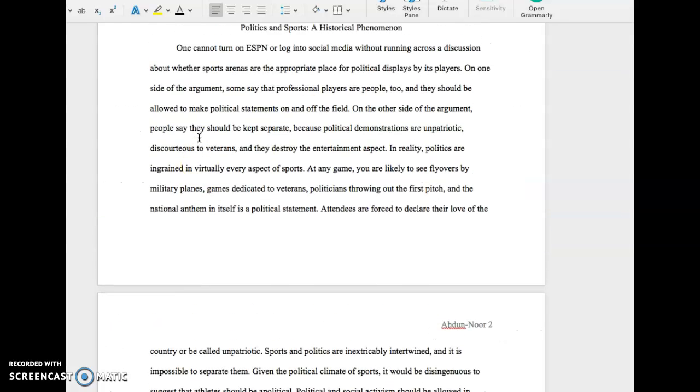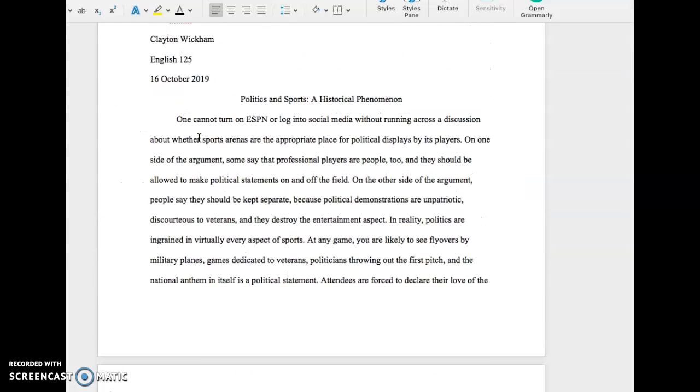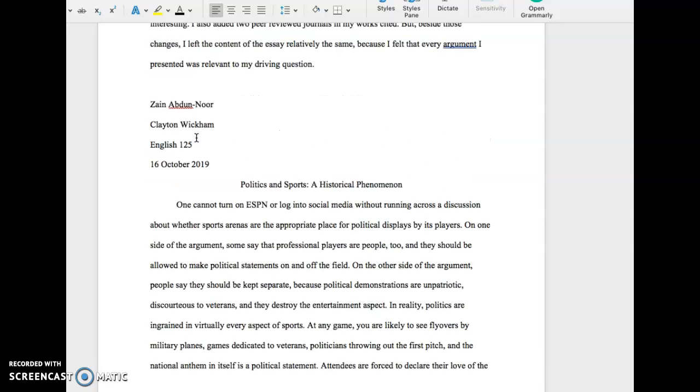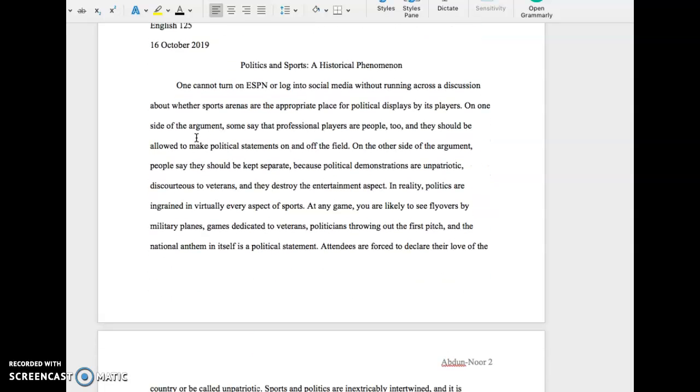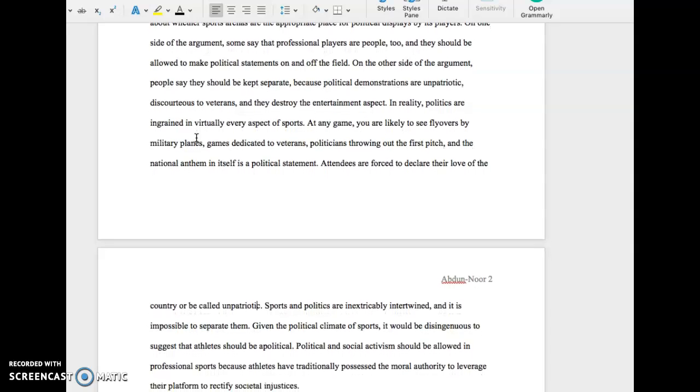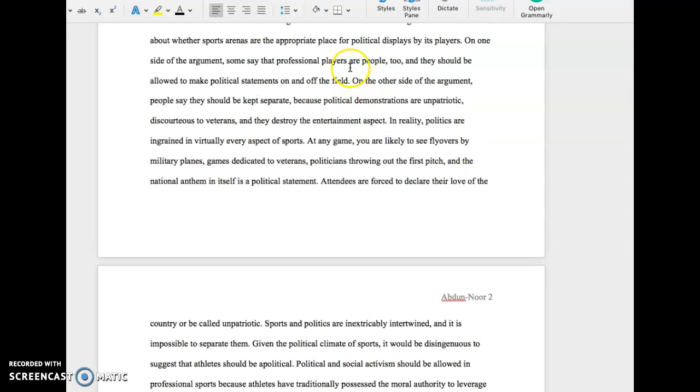Okay, now let's move on to a different essay by a former student about politics and sports. So early on in his introduction, we see him engaging with an opposing viewpoint, or using the "they say, I say" move. Here in the beginning of the essay, he says, "On the other side of the argument, people say they should be kept separate, politics and sports that is, because political demonstrations are unpatriotic, discourteous to veterans, and they destroy the entertainment aspect of sports."